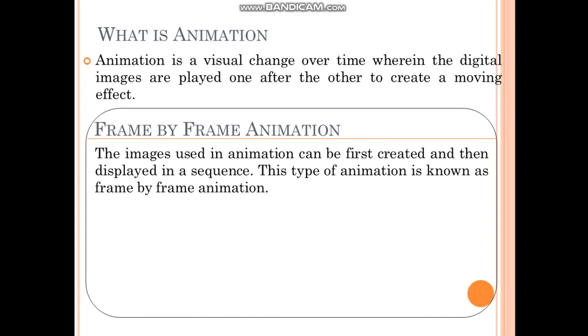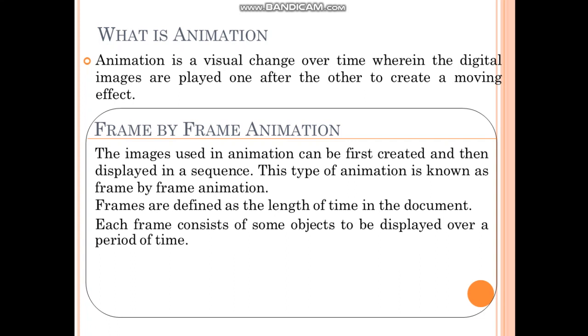Remember, the images used in animation can be first created and then displayed in a sequence. This type of animation is known as frame by frame animation. So you have to create several images. In these images you have to make a little bit of changes in each and every image, and then you can view all the images one by one. So it will give you a moving effect. That is known as frame by frame animation.